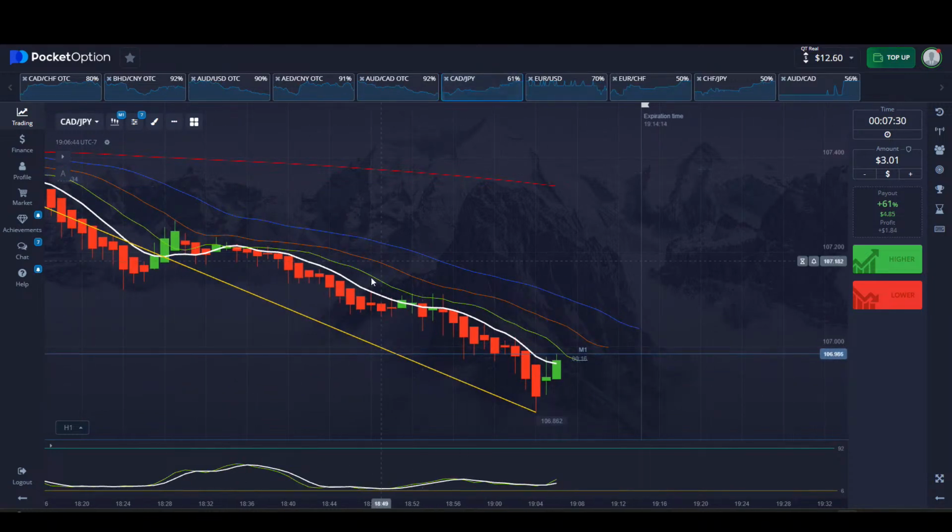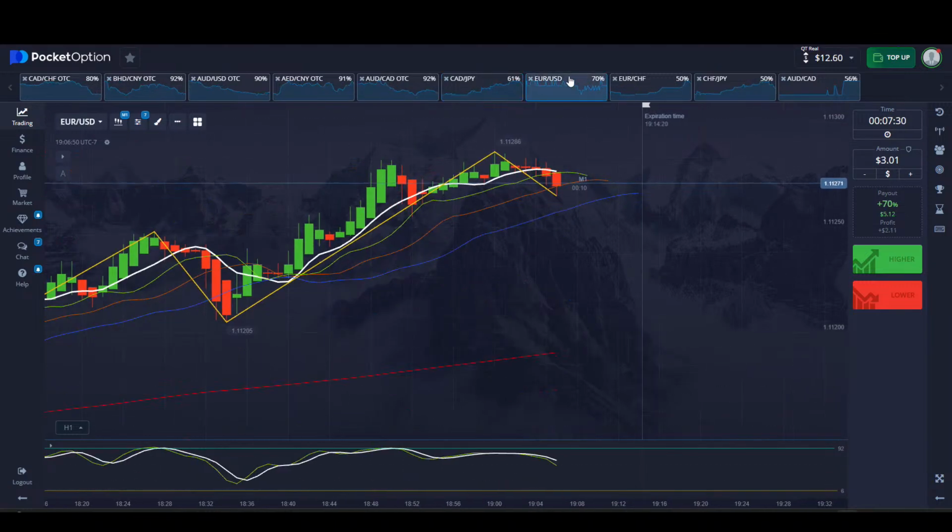CAD JPY, solid downtrend, all right? Look, down, down, down, down, down. EUR USD, all right? Now this one right here, it fell down a little bit, but it does not have enough strength to continue downward. It's going to go back up.